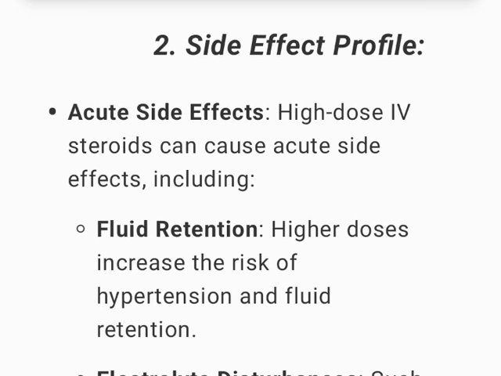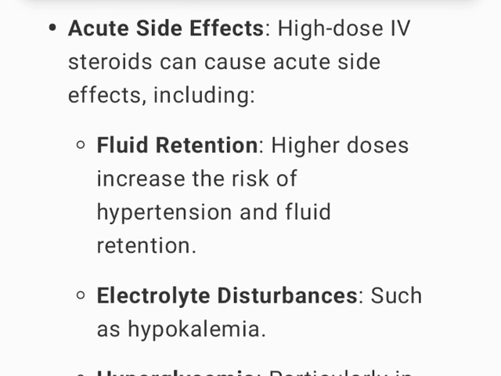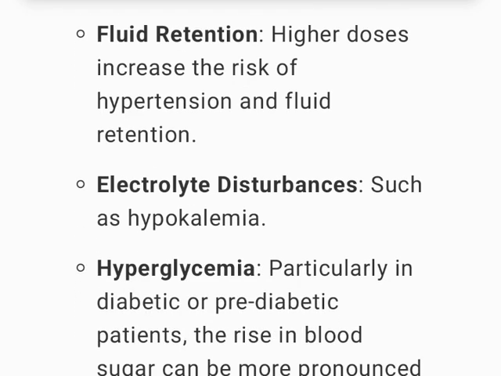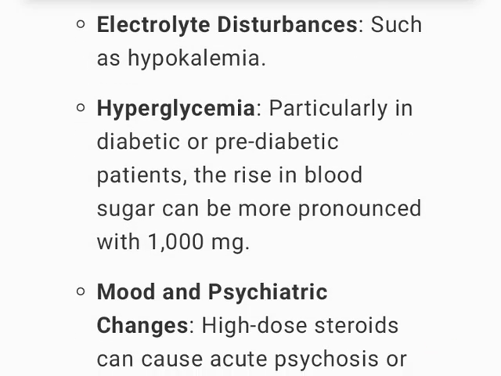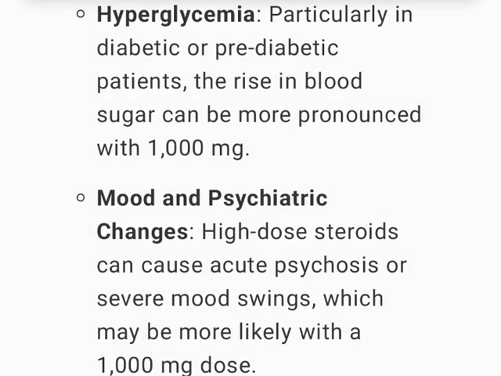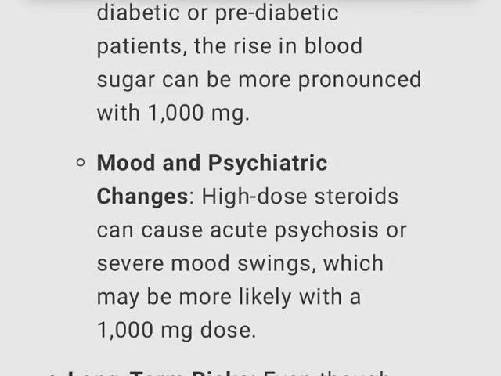2. Side effect profile. Acute side effects. High-dose IV steroids can cause acute side effects, including fluid retention. Higher doses increase the risk of hypertension and fluid retention. Electrolyte disturbances, such as hypokalemia. Hyperglycemia, particularly in diabetic or pre-diabetic patients, the rise in blood sugar can be more pronounced with 1,000 milligrams.